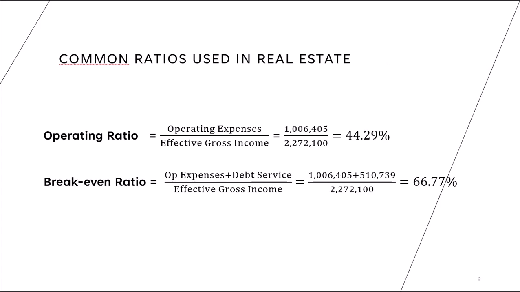Break-even ratios are most effectively used in conjunction with pre-tax cash flow. They indicate the relationship between cash inflows and outflows from all sources. In this case, the break-even ratio is calculated by taking the operating expenses, adding the debt service, and then dividing that total by the effective gross income. As you can see, the numbers were pulled directly from the operating statement, and the break-even ratio is 66.77%. Effective gross income must fall substantially before investors see a negative return.